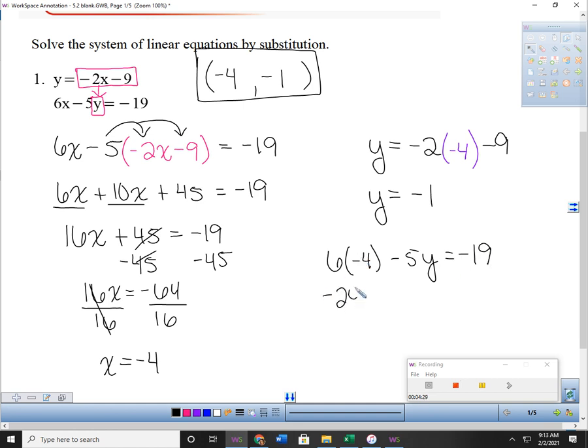So I got negative 24 minus 5y equals negative 19. I would have to add the 24. And I get negative 5y equals positive 5. Divide by negative 5, and 5 divided by negative 5 is negative 1. So it doesn't matter, but wasn't it much easier to plug into this one because y was already by itself? So sometimes you can make more work for yourself if you don't know what you should be doing.